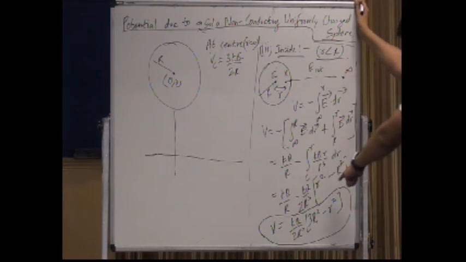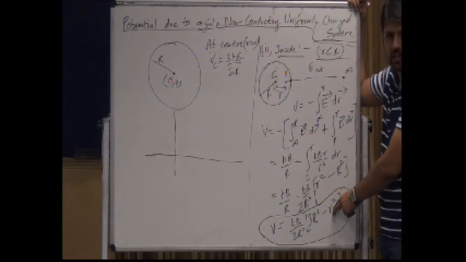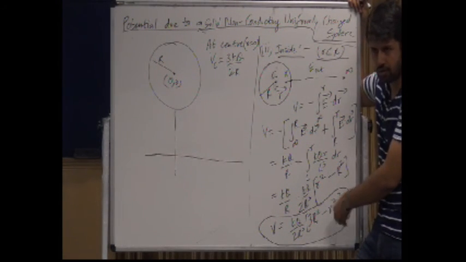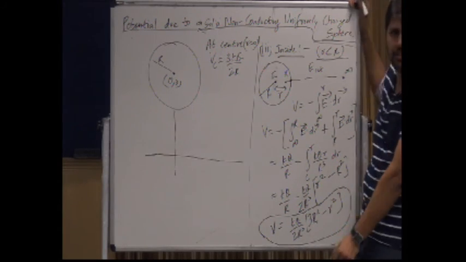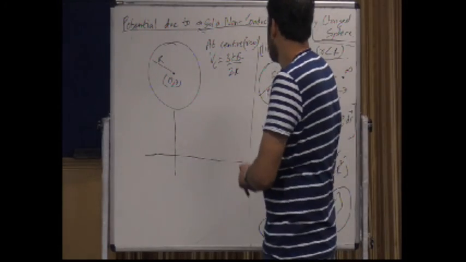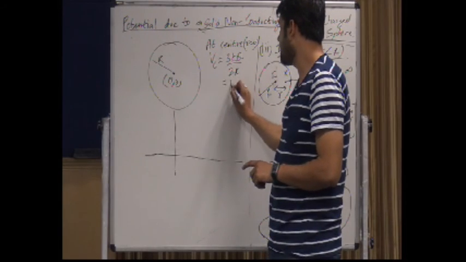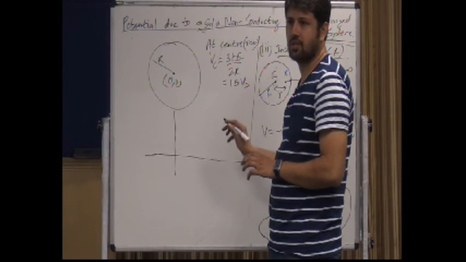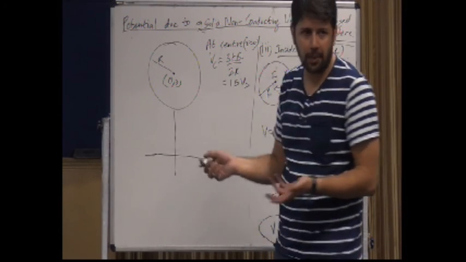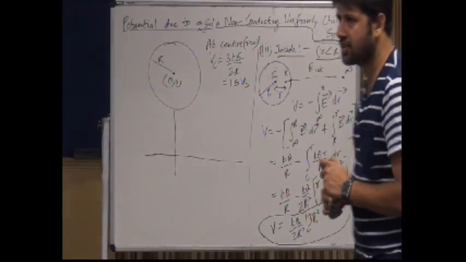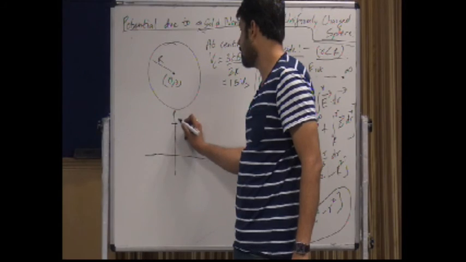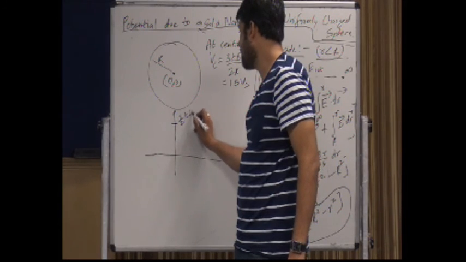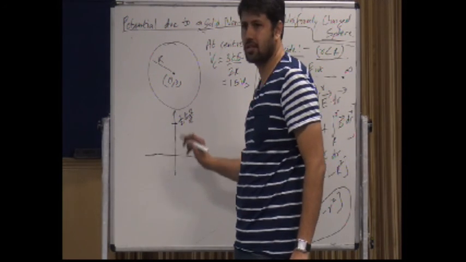You can check. This small r square term would go. This would be 3r square by 2r cube, some cancellation. So 3 by 2 would remain. Okay, this is 1.5 times the surface value. That was kq by capital R, right? This is 1.5 times the surface value. So the maximum value would be 3 by 2 kq by R at center.